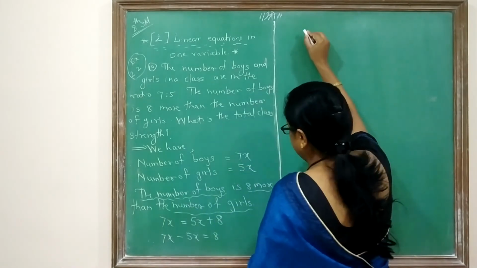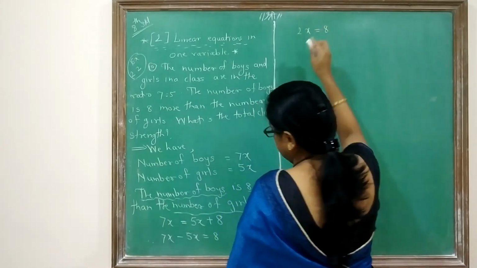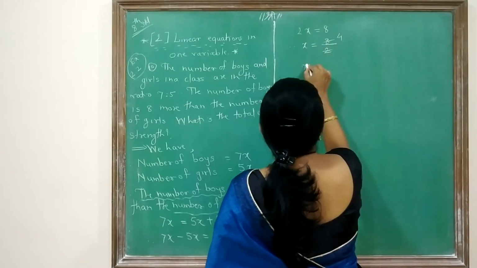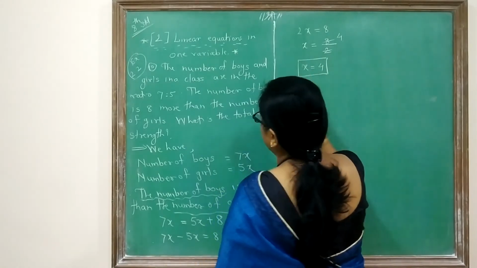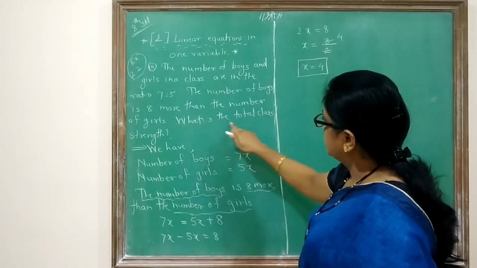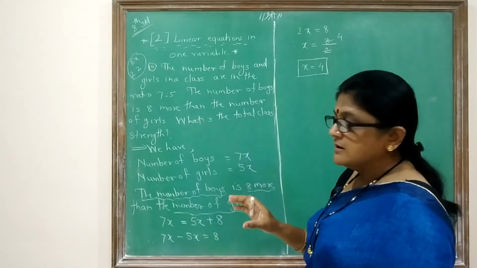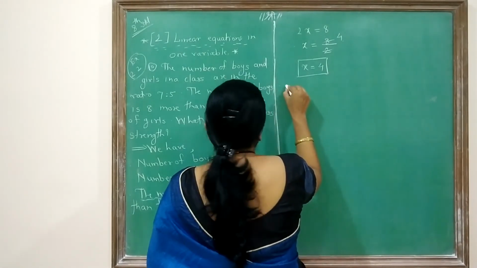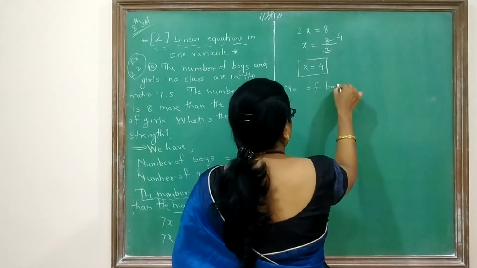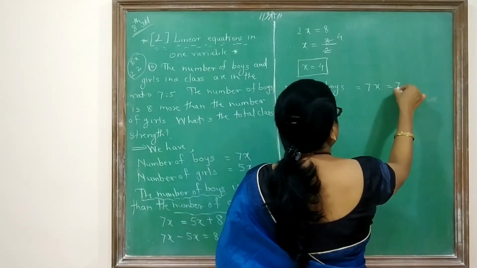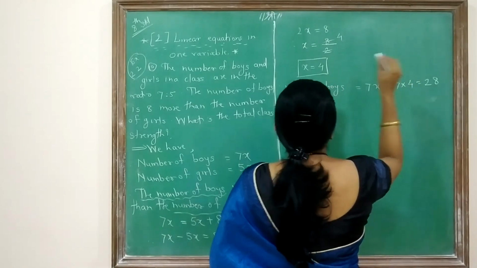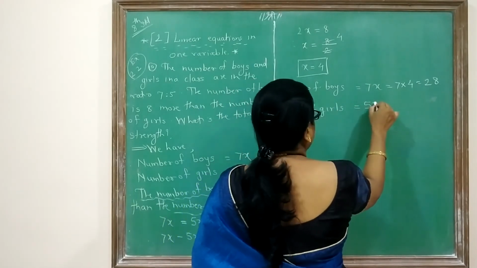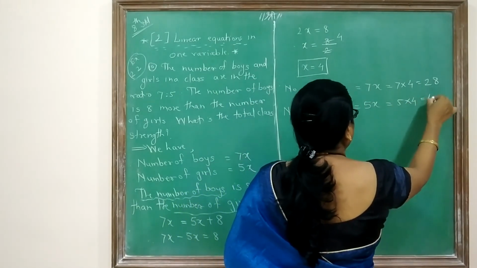Then 7x minus 5x, that is 2x equal to 8. Then x equal to 8 divided by 2, then 2 fours are 8, so x equal to 4. Then what is your question? What is the total class strength? Then you will write here first number of boys equal to 7x, that is 7 into 4, then you will get 28. And here number of girls, then you will write here 5x, then 5 into 4, then you will get 20.